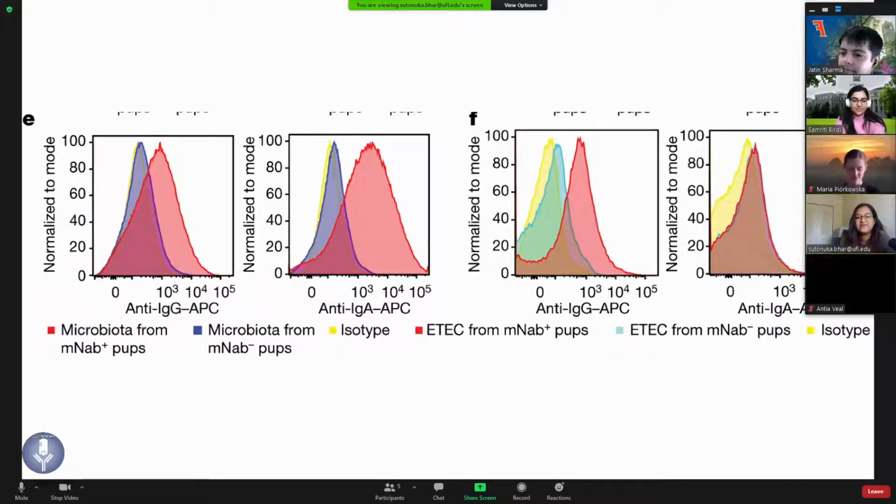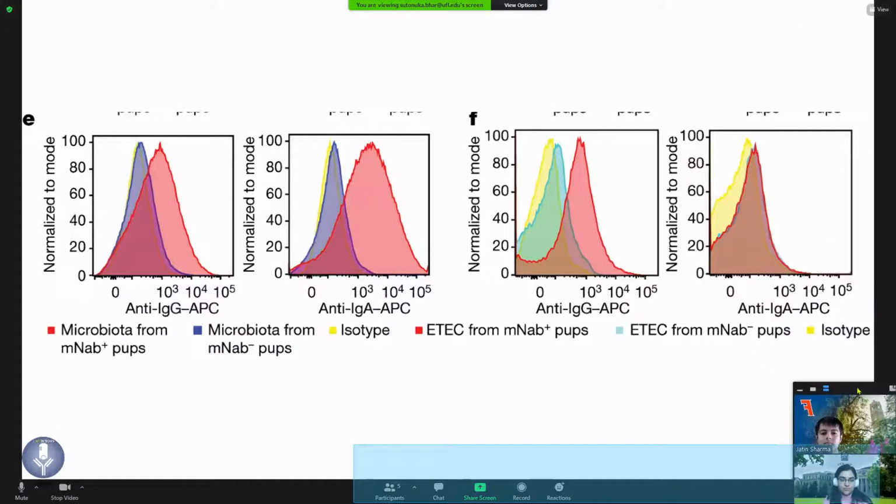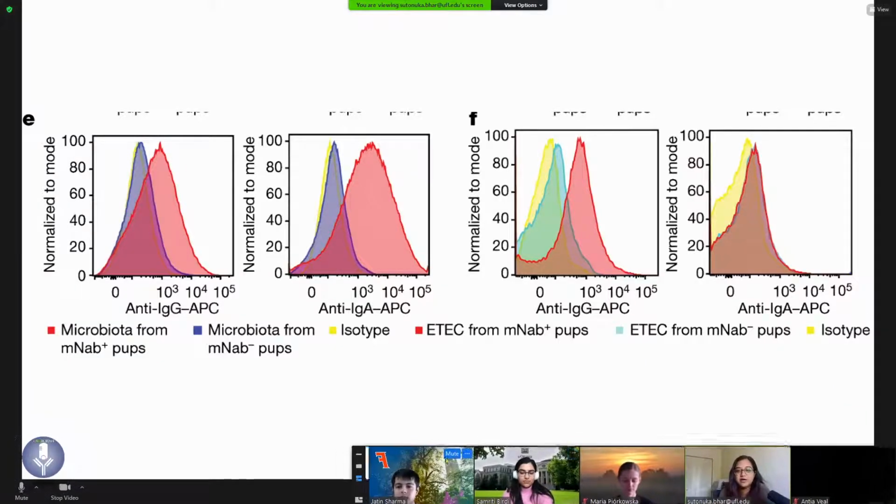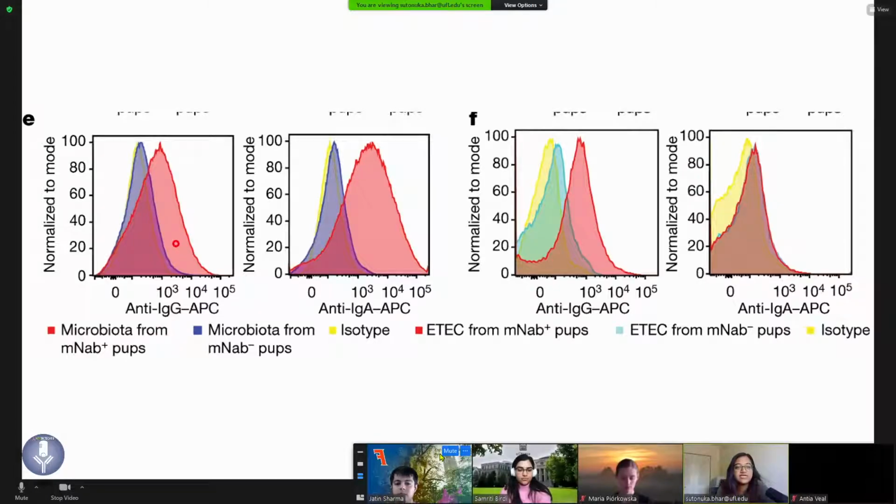Now they check if the presence of IgG is related to the commensal bacteria, which is already present in these pups. So the commensal bacteria from mNab plus pups, which can be seen in the red, were found to be correlated with IgA as well as IgG. So this bacteria did have IgA or IgG associated with their surface. This shows that the maternal IgA and IgG, which can be associated with commensal bacteria from gut microbiota, are undergoing vertical transmission from mother to child via breast milk.